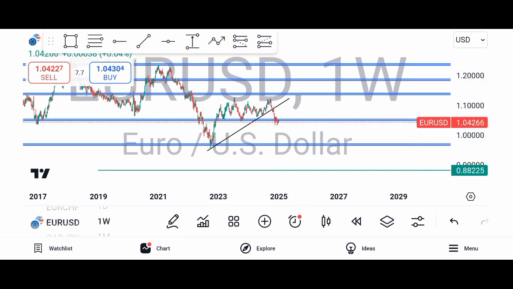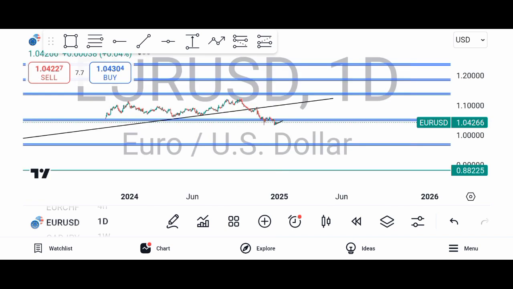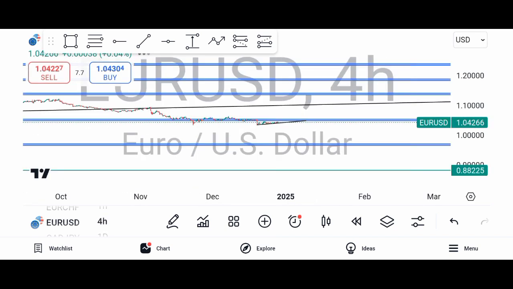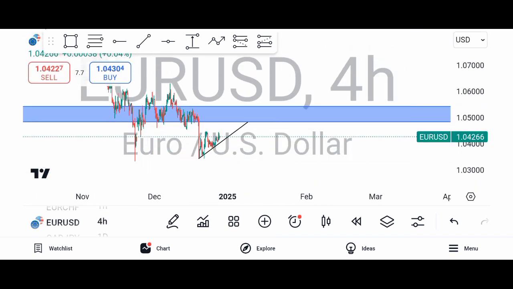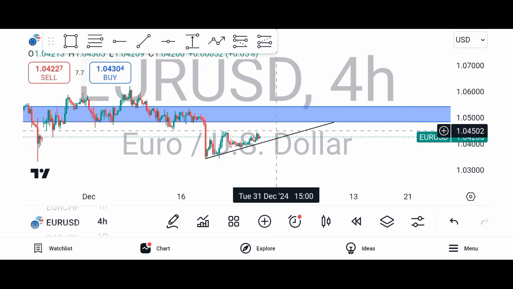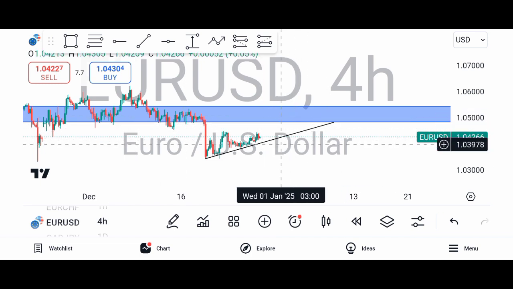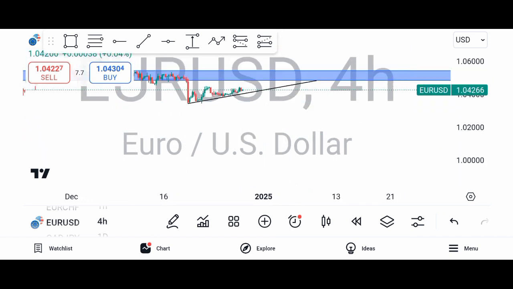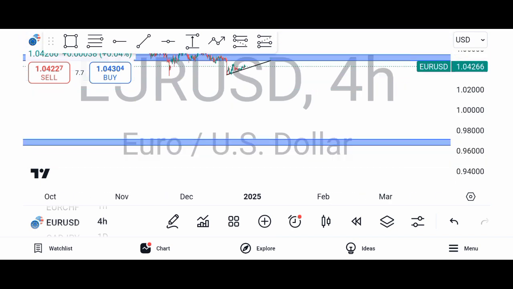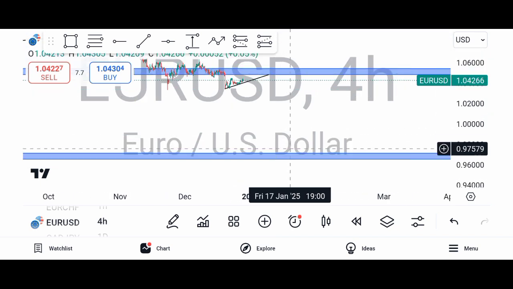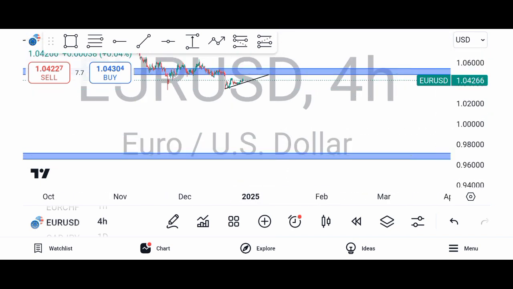Now, then the 4-hour time frame. On the 4-hour time frame, we expect price to fill this level properly before pushing to the downside of this key level of resistance right here. So that is that on EURUSD.